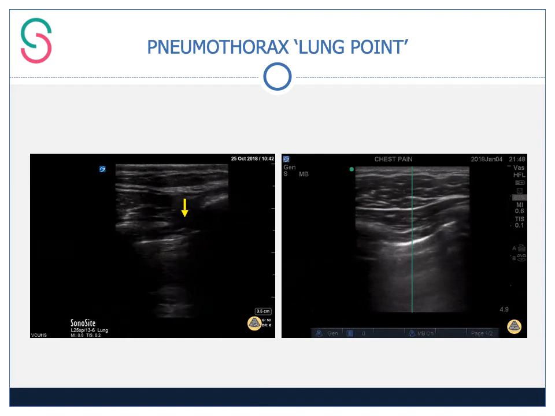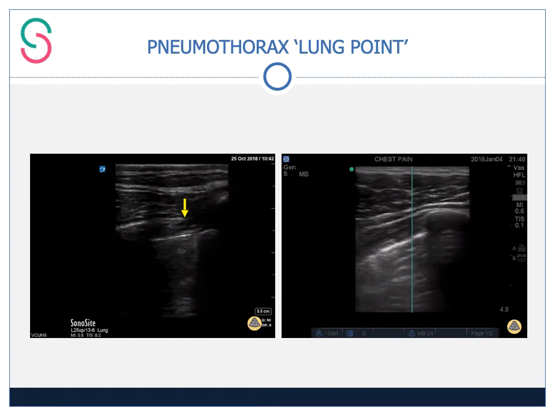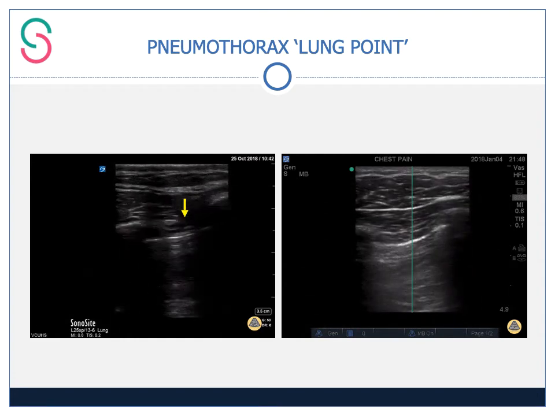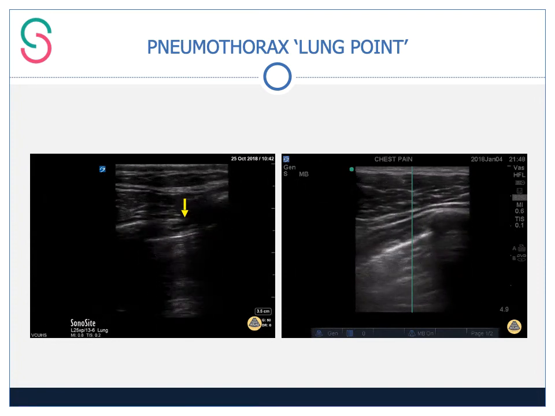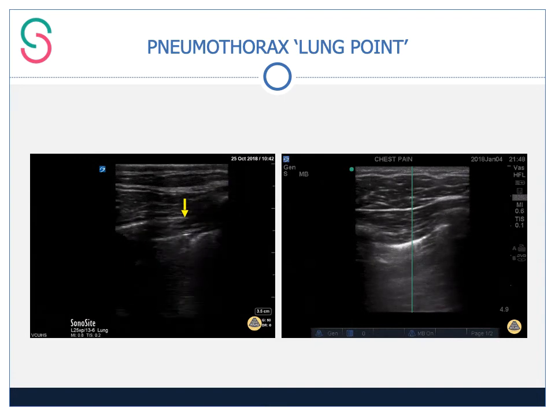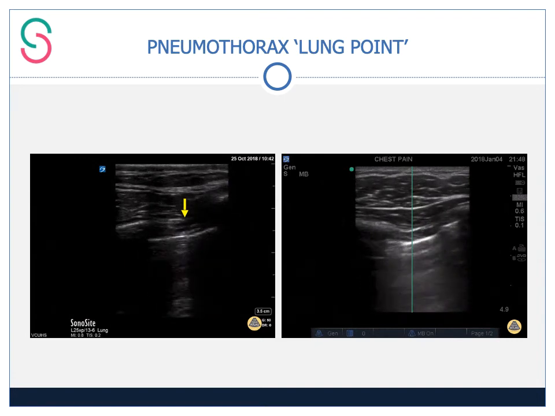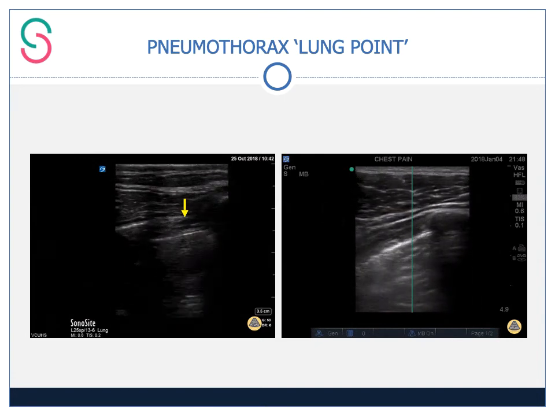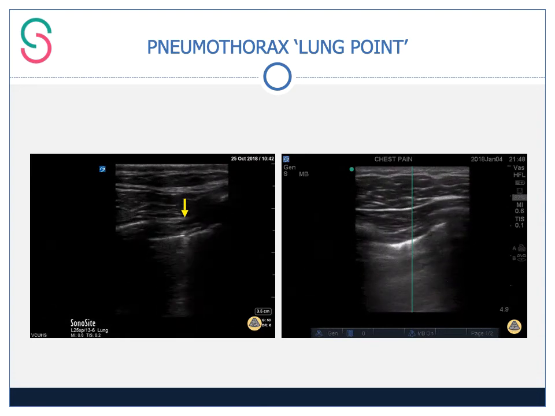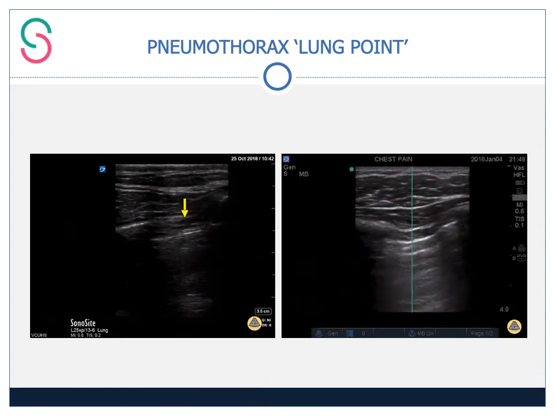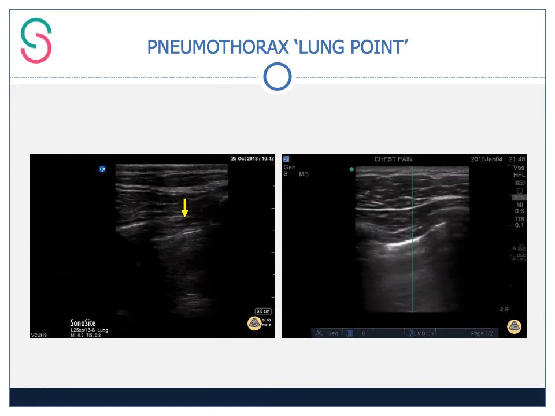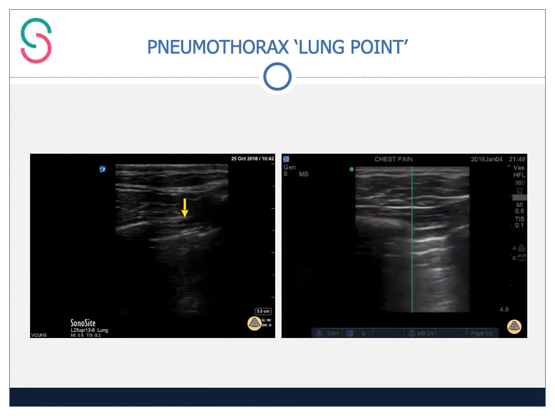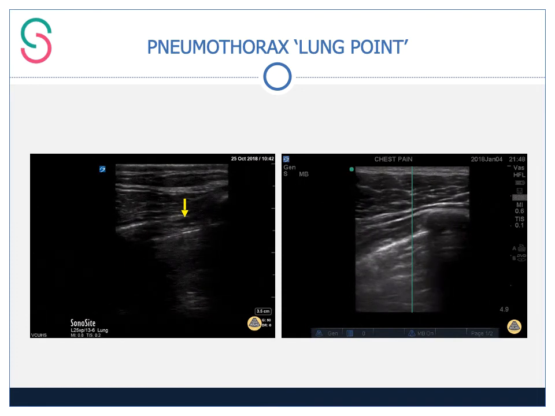In terms of the lung point, as we discussed before, on the left-hand side you can see to the right of the image sliding pleura, that's the point of the lung or the lung point, and to the left of it what appears to be a hyperechoic line without sliding and no B lines, and that's the pneumothorax. So when you identify this by moving the probe down and laterally, then you can be quite confident that what you're seeing is a pneumothorax.